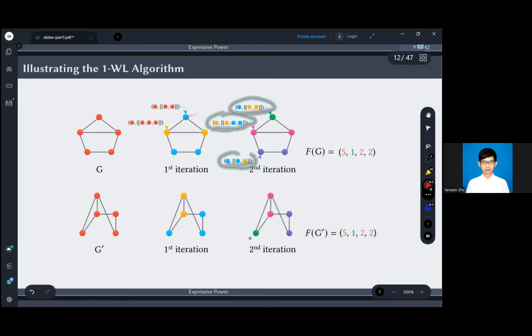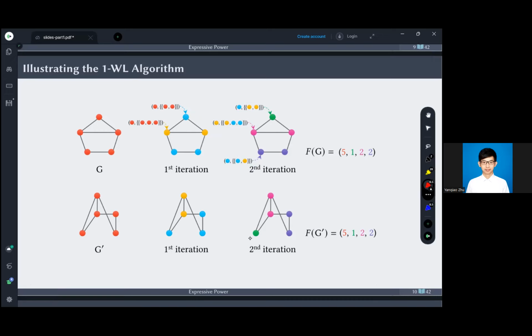Okay, and by the end of the second iteration, we will find that if we give them new colors based on neighborhood aggregation, they will stay the same. So basically it means that the distribution of the color won't change anymore. So we conclude that this algorithm can terminate. And after this algorithm terminates, let's see what's remaining.